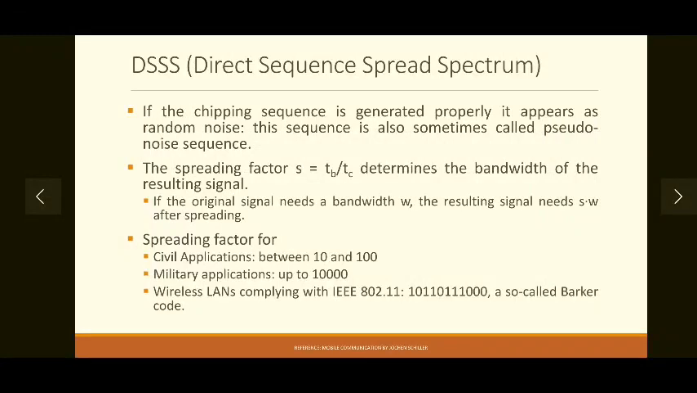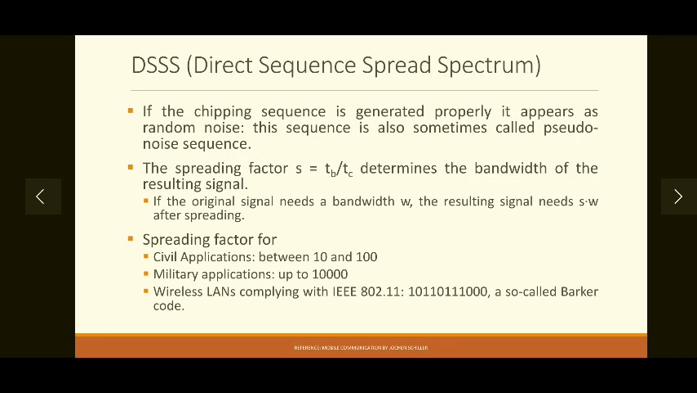Now, if the chipping sequence is generated properly, it appears as random noise, and that's why it is called a pseudo noise sequence. Pseudo means it appears as noise, but it is not actually noise. So it also provides security in the free space or wireless media, because although it appears as noise, its sequence is already known to the receiver, so the receiver will be able to understand it, but the intruder won't be able to understand. That's why DSSS is primarily preferred in CDMA technology.